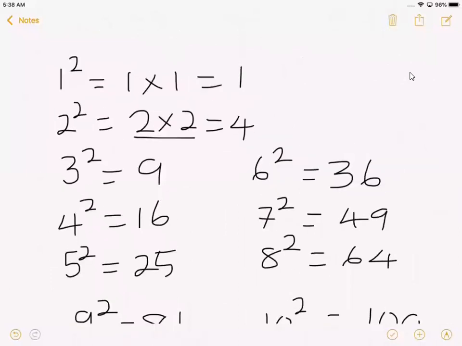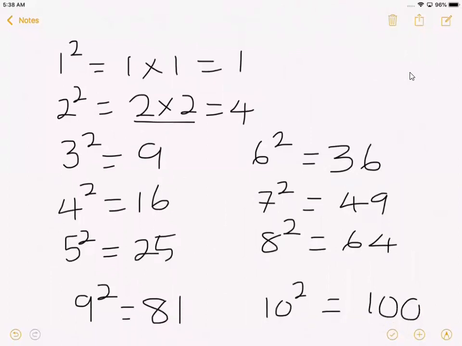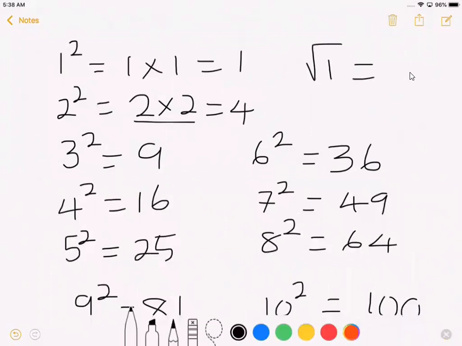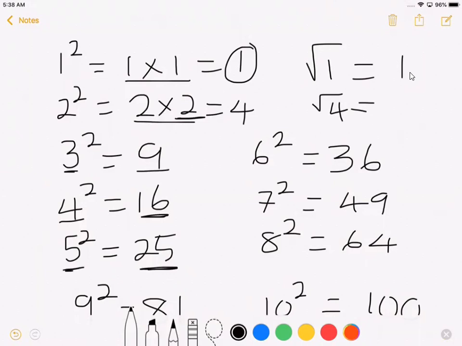These are the squares. We said 1 squared is equal to 1. If you say square root of 1, you will get 1, because we are looking for a number so that when you multiply that number by itself, you get this one. The square root of 4 is 2. The square root of 9 is 3. The square root of 16 is 4. The square root of 25 is 5. The square root of 36 is 6, and so on. So there is a relationship between a square and a square root.